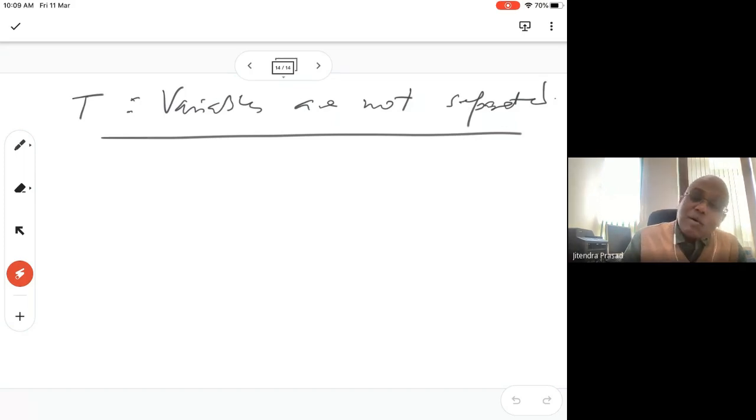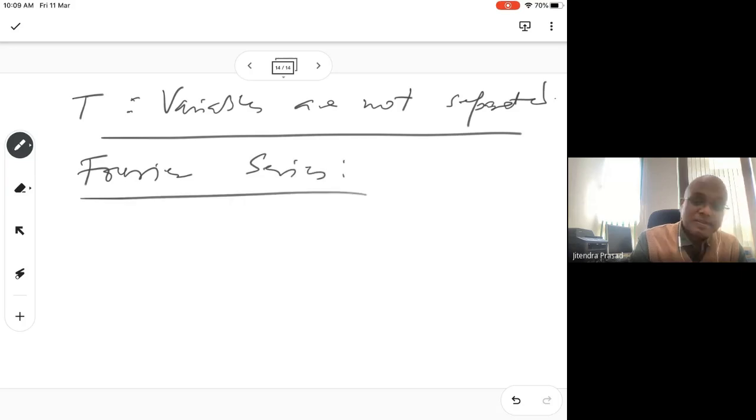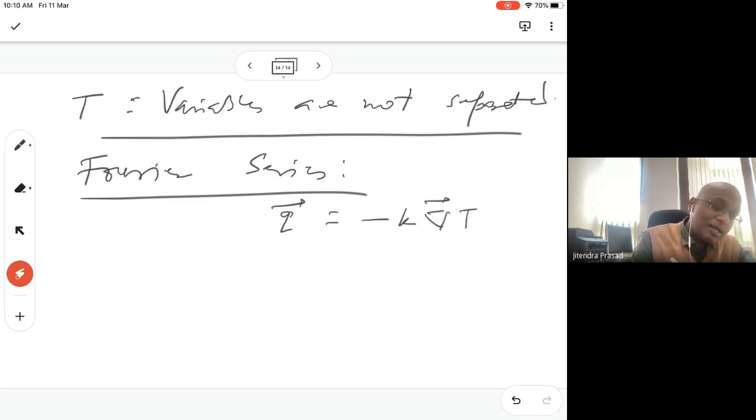And what is that something else? This is the problem Fourier himself worked on, the problem which led to the Fourier series. We started with the Fourier law, which says that q is equal to minus k gradient of T. This is what the Fourier law is.